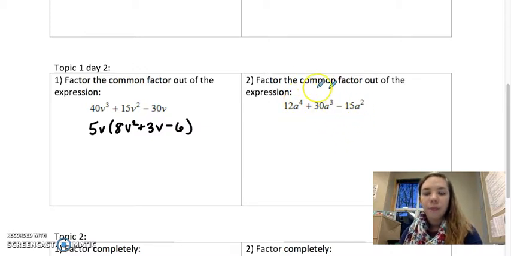Here, 3 would definitely be a common factor, and then I'm also going to take out an a squared because you want to take out as many as possible. So whichever has the smallest exponent, you can always remove. So we have 4a squared, 10a, and -5.